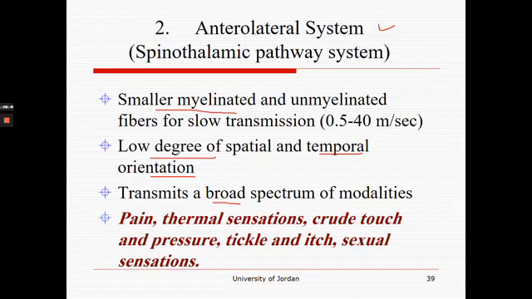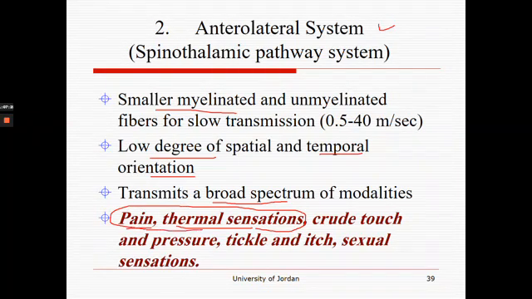On the other hand, they transmit a broad spectrum of modalities. You remember the first system, the dorsal column system, transmits one kind of modality, which is mechanoreceptive sensation: touch, pressure, proprioception. They all depend on mechanical receptors. Here this system transmits, besides this mechanical sensation, crude touch, crude pressure, tickle, and itching. These are tactile, mechanoreceptive sensations. They also transmit pain and temperature sensation.